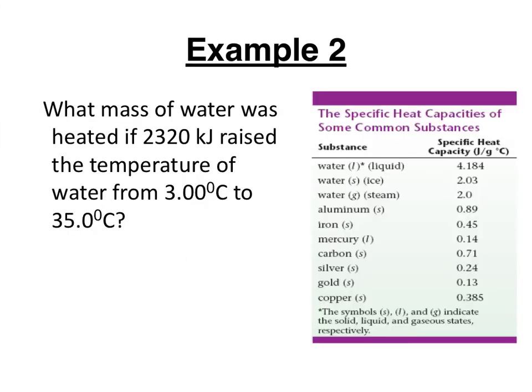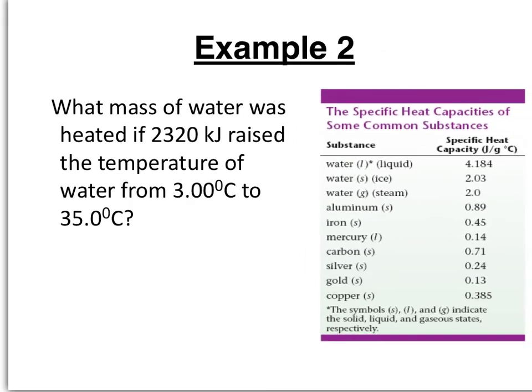Okay, let's go on to do one more problem. This problem says what mass of water, so I'm looking for a mass of water, was heated if 2,320 kilojoules raised the temp of the water from 3 to 35. So again, let's list out our variables in our equation. Q, we know that this amount of energy was added, so joules, so that's going to be 2,320 kilojoules. That was our Q.